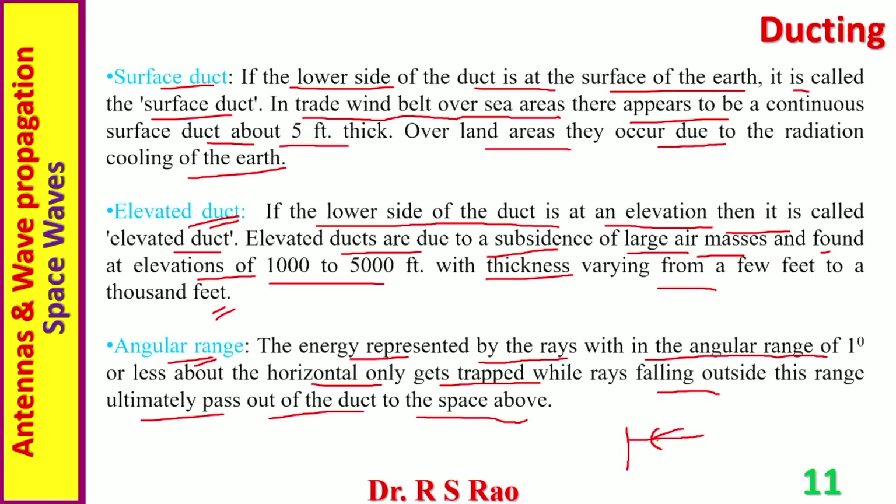Let us say this is 1 degree above, this is 1 degree below horizontal. The power should fall within these 2 degrees surrounding the horizontal. What it says is, if we want the ducting phenomenon for extending the link range, we have to use a transmitting antenna which exhibits narrow beam widths. So 1 degree or less means narrow beam width transmitting antennas are required to establish the space wave link.